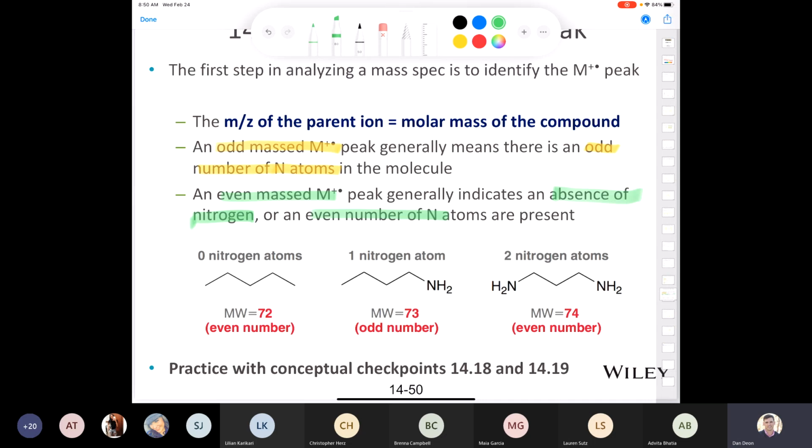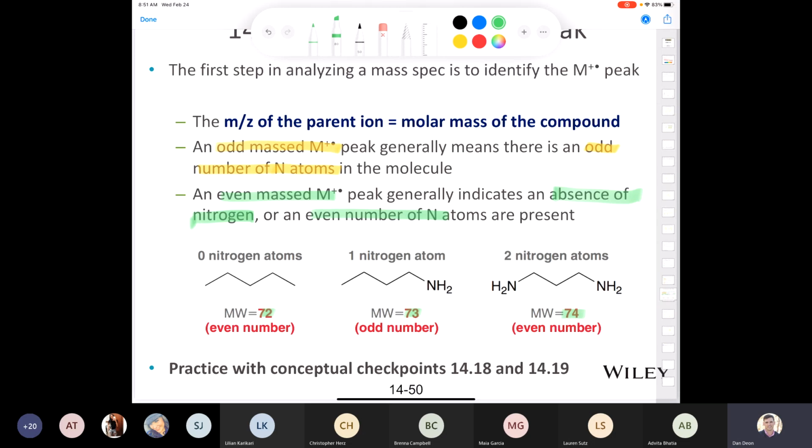What's the best way to understand anything in organic chemistry? Look at some examples. Look here. We have no nitrogens in this molecule. It's got an even mass. Look at the next one. We've got 1 nitrogen. It's got an odd mass, and when you have an even number of nitrogens, you go back to having an even mass.